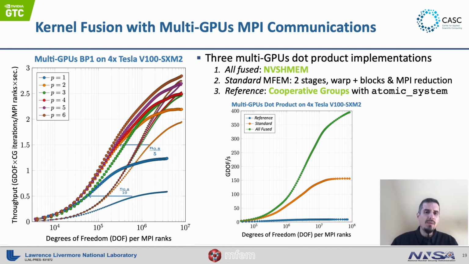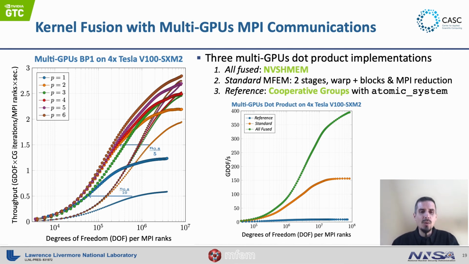We tried 3 different implementations for the multi-GPU dot product. A reference one, in blue, is based on cooperative groups using the atomic system call, which is straightforward, but limited because it can only be used on a single node. The standard second one, in orange, is what MFEM typically uses: 2 stages, one at the thread block and warp levels and the other for the MPI reduction on the CPU after some host transfer. And the third, all fused in one grid, uses the NVSHMEM call to compute a global reduction directly.